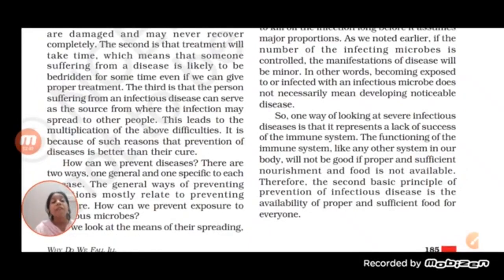The functioning of the immune system, like any other system in our body, will not be good if proper and sufficient nourishment and food is not available. And therefore, the second basic principle of prevention of infectious disease is availability of proper and sufficient food for everyone. You see, that is why it is said that you must increase your immunity.